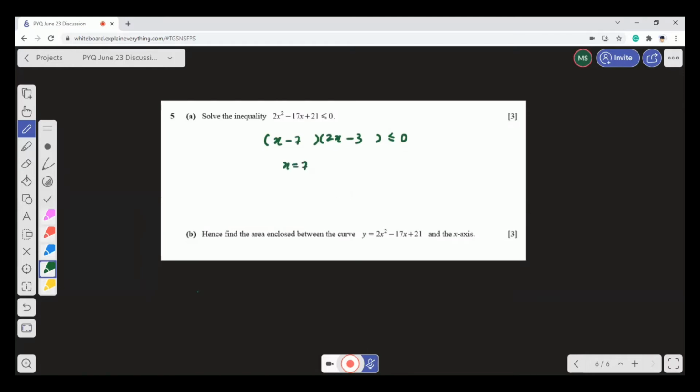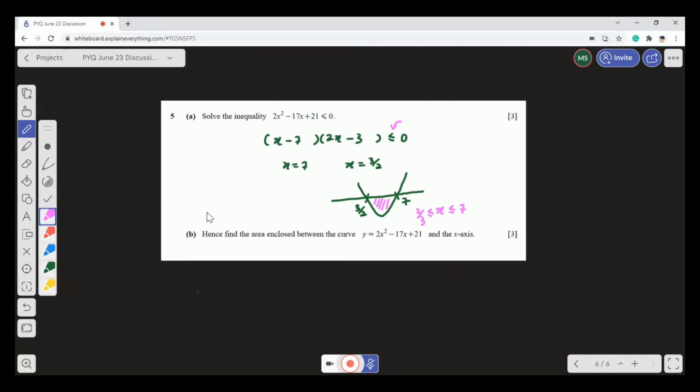And then? Since it's less than 0, so x is in between. I need to sketch a graph. I think you forgot this graph method. You need to sketch the graph. Label down 3 over 2. Label down 7. Then because the question is asking about less than, you shade at the bottom so that the answer is in between the 2 numbers.